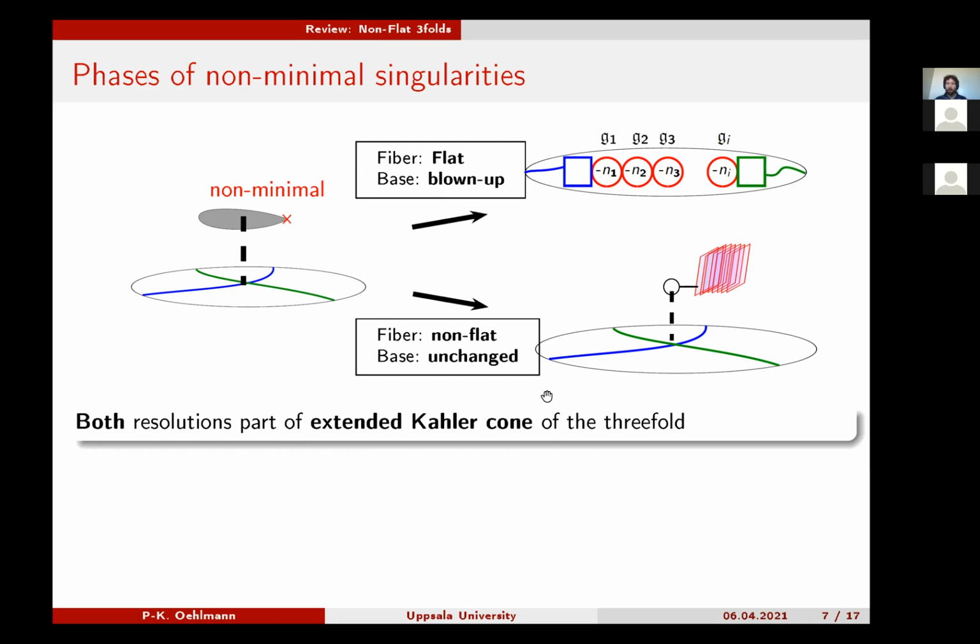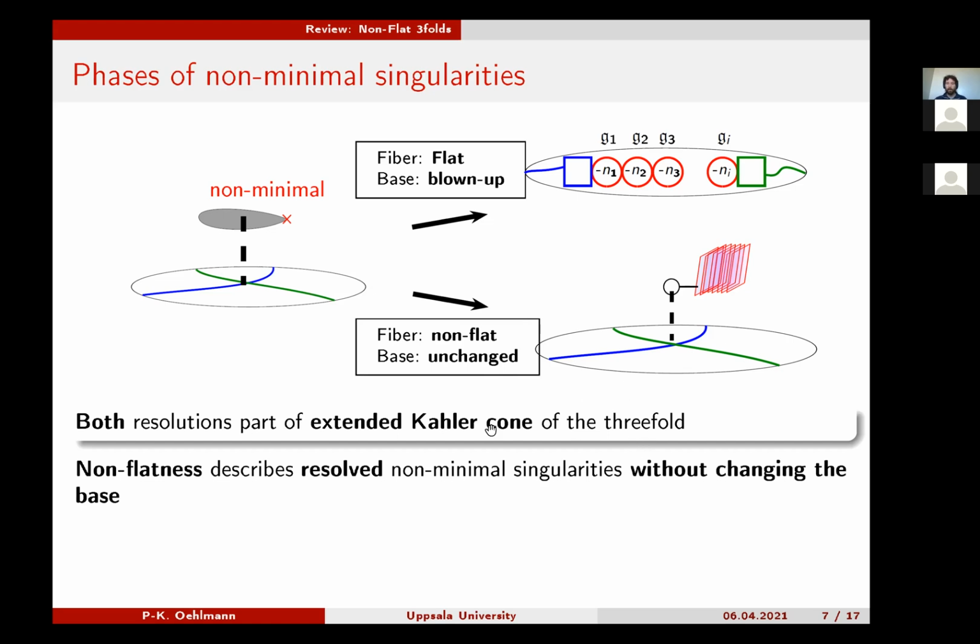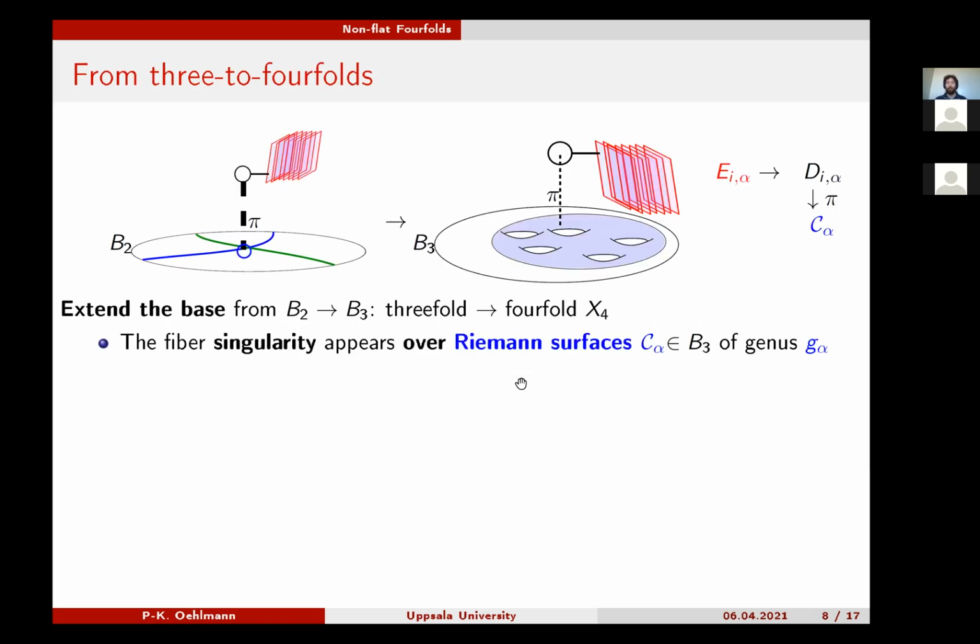So especially this last option to resolve my singularity in a non-flat way gives me the possibility to take a smooth Calabi-Yau n-fold, and I'm not forced to really do something with my base. So I can do it for any base. I don't have to resolve my base, really. I just have to do something really nasty to my fiber. But that's what I choose to do. And this is, of course, the perspective that I'm choosing to take when I'm considering a Calabi-Yau fourfold.